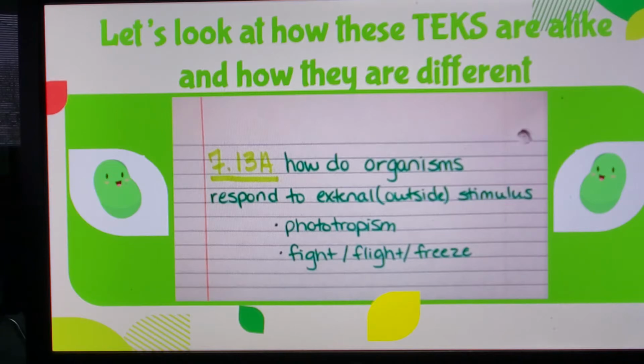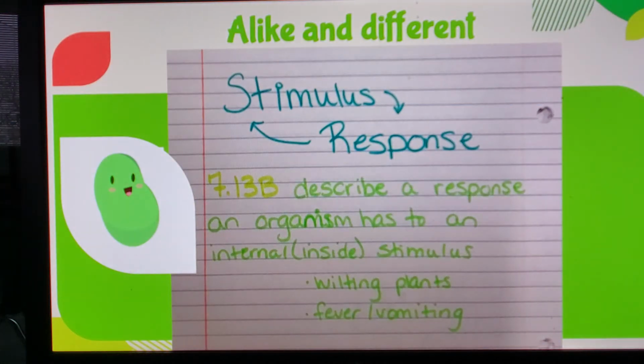So one of the things we want to do is see how these TEKS are alike and how they're different. So this is 7.13A. And it says how organisms respond to external, and the word external means outside, stimulus. And two ways are by things we call phototropism or fight, flight, or freeze. And the other TEK tells us we're going to do the same thing.